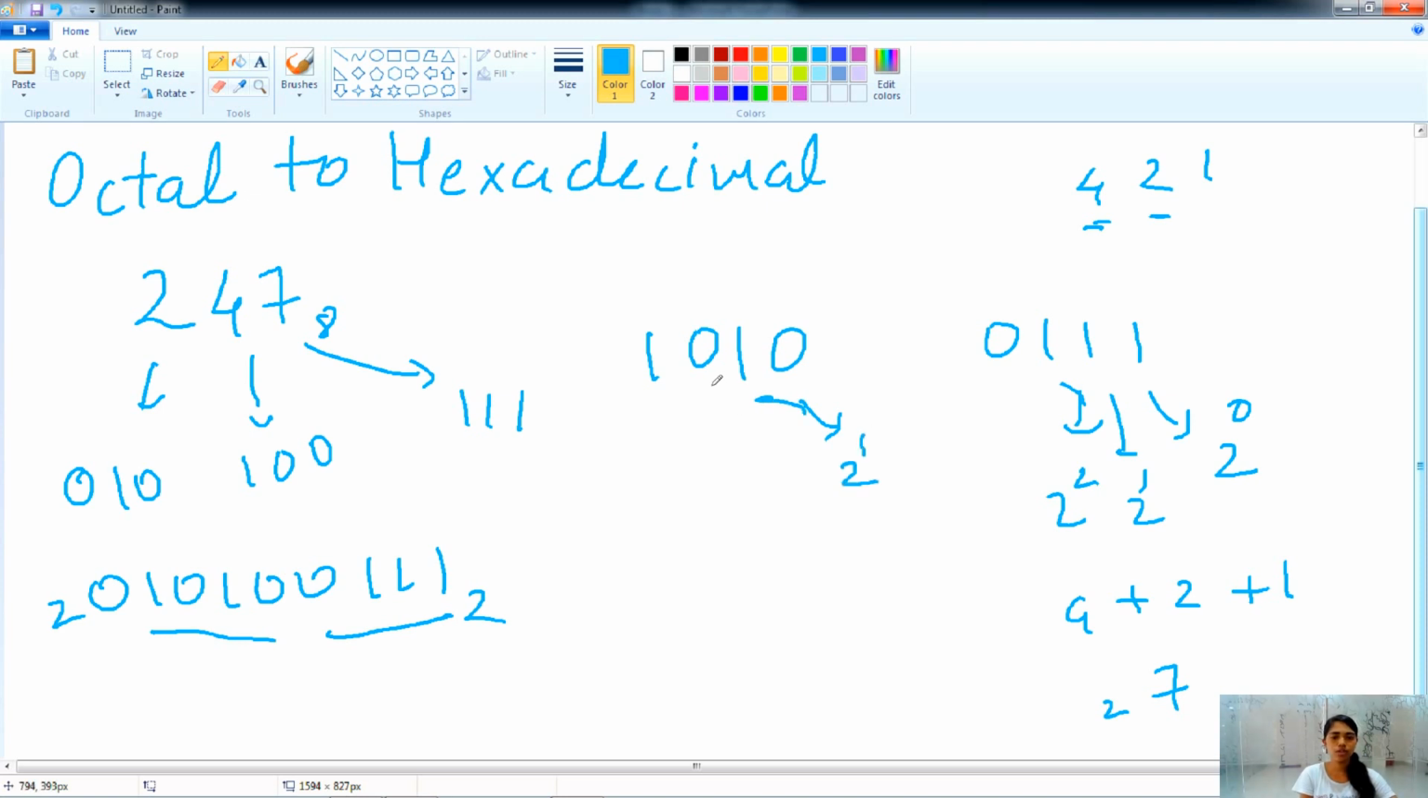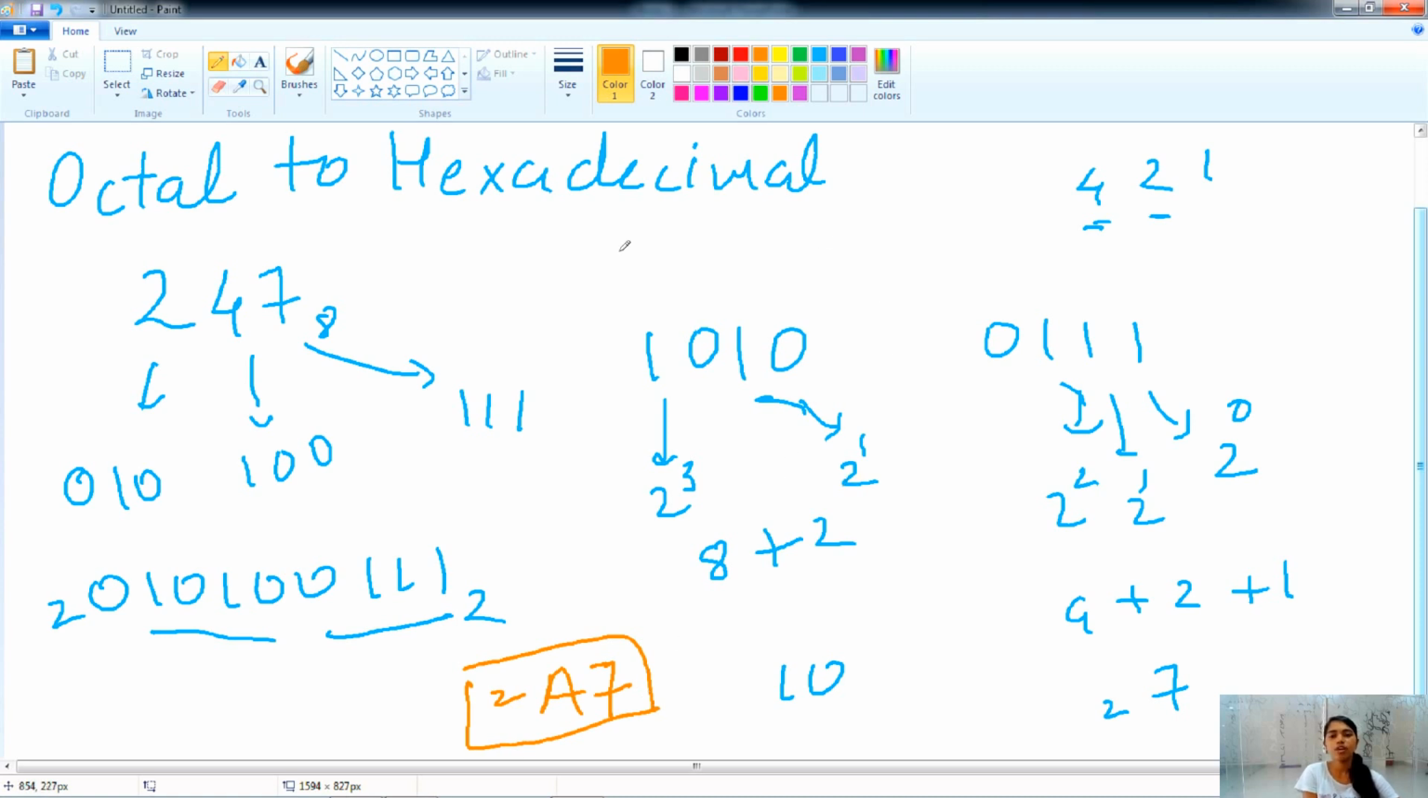Now here, a 0 doesn't matter. So for this one, 2 raised to 1, and again 0 doesn't matter, so 2 raised to 3. So it would be 8 plus 2 raised to 1, that is 2, which is 10. So we have 10 and 7. For 10, there is A in hexadecimal. So we have the answer, A7. So this is our answer. Now the same process applies for hexadecimal to octal: write down a hexadecimal number, convert it into binary, then group that into 3 digits, and then convert it into octal.